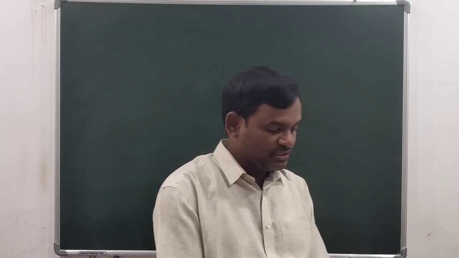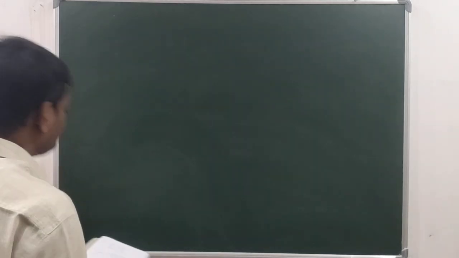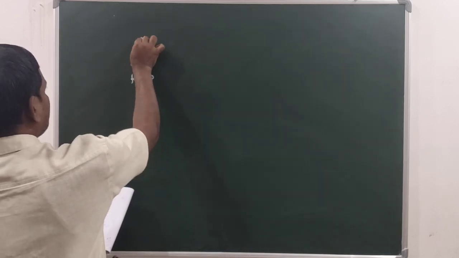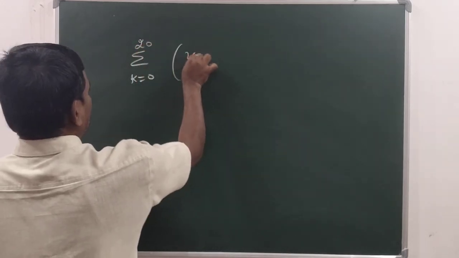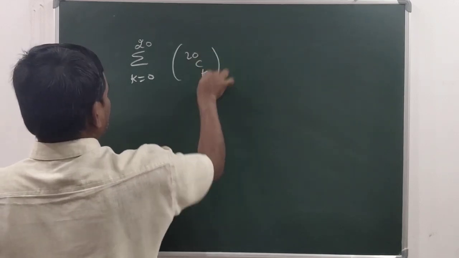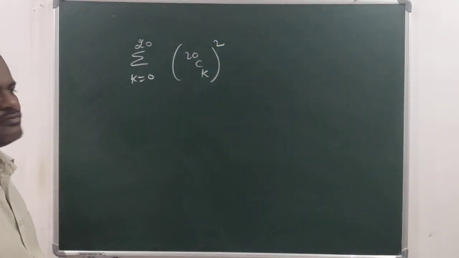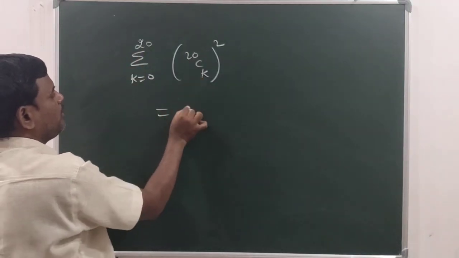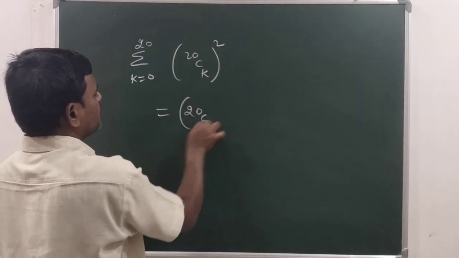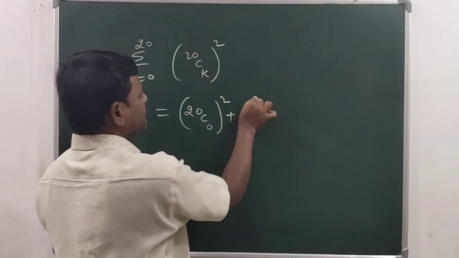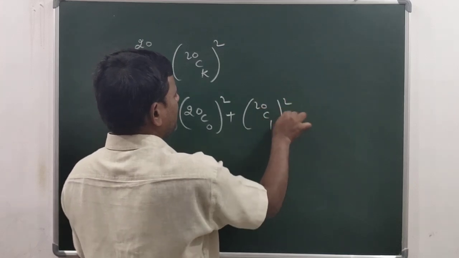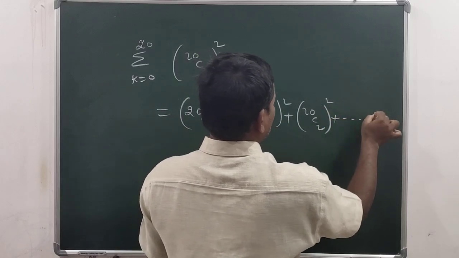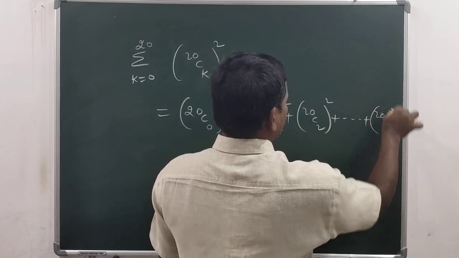See this question, students. Easy only. See here, summation k runs from 0 to 20 of 20Ck whole square. Now here k is running from 0 to 20. So if I write k equals 0, 20C0 whole square. If I write k equals 1, 20C1 whole square. If I write k equals 2, 20C2 whole square, and so on, up to 20C20 whole square.